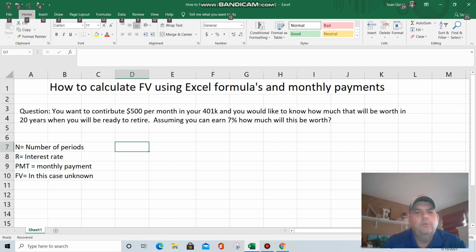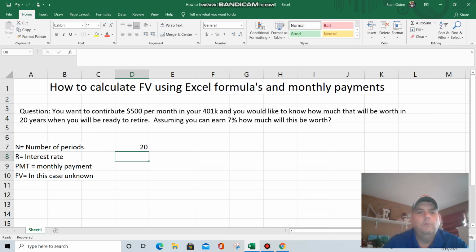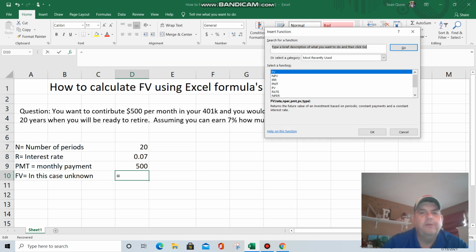So in this case, the number of periods is 20 years. The interest rate is 0.07, so 7% interest. And the monthly payment, or PMT, is $500. And the future value is what we're trying to calculate. So we go up to the f of x box, which is the actual function that will help us solve the problem. And you'll see highlighted I have future value, FV. You can also get to FV by clicking on all formulas and then scrolling down till you get to the F's and clicking on FV that way.